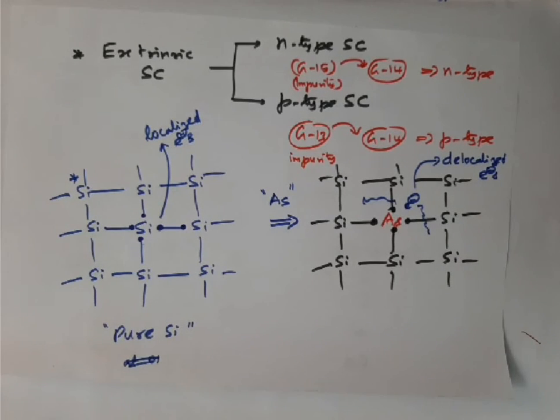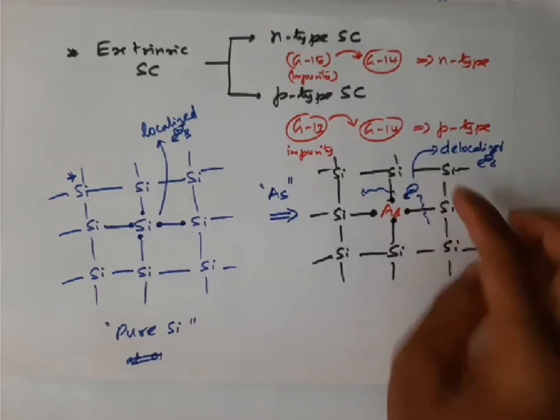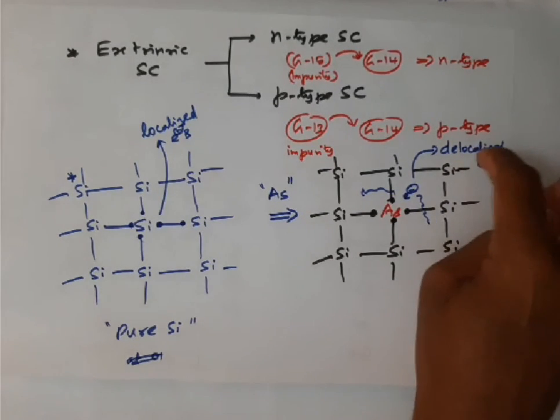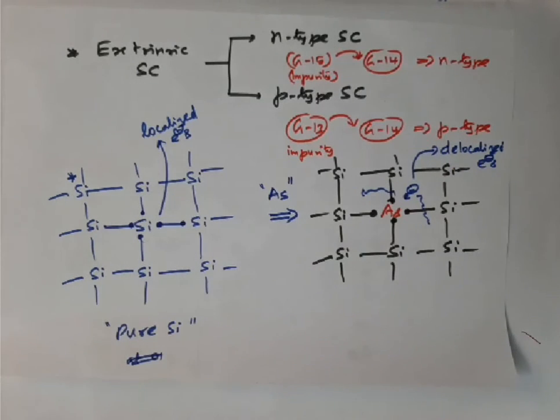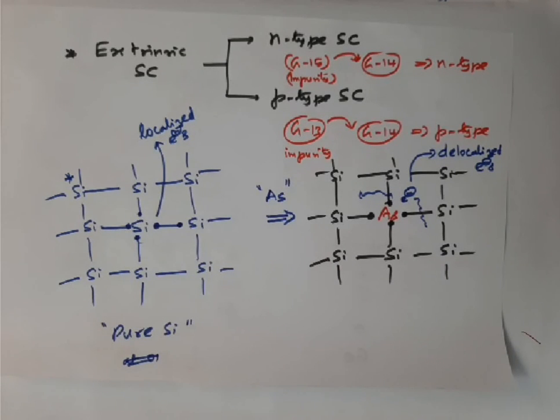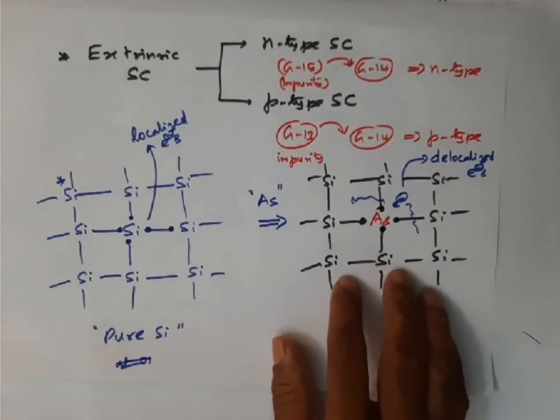If it is in a bond, it is localized. If it is not in a bond and is free, it is called delocalized. The delocalized electrons can move freely throughout the crystal. These delocalized electrons are responsible for the electrical conductivity of this material.